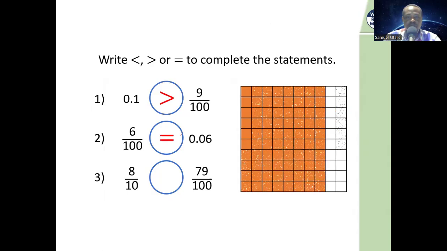8/10 is 8 columns, so 80 little squares or 8 columns. And it's the same thing as 80 hundredths. Now 79 hundredths will just be one short. So we can see that 8/10, or 80 hundredths, is greater than 79 hundredths.